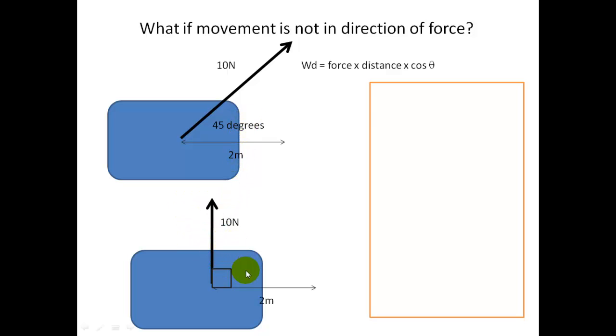What about here? The force is acting at right angles to the movement of the object. If it moves 2 meters that way, this force is doing no work. This force is not doing anything to make it move 2 meters. And this angle, by the way, is going to be 90 degrees. So it's force times distance, 2 times by 10 times by the cosine of 90 degrees, which is 0. So no, this force does not do any work in moving that 2 meters. There must be another force that is doing that.